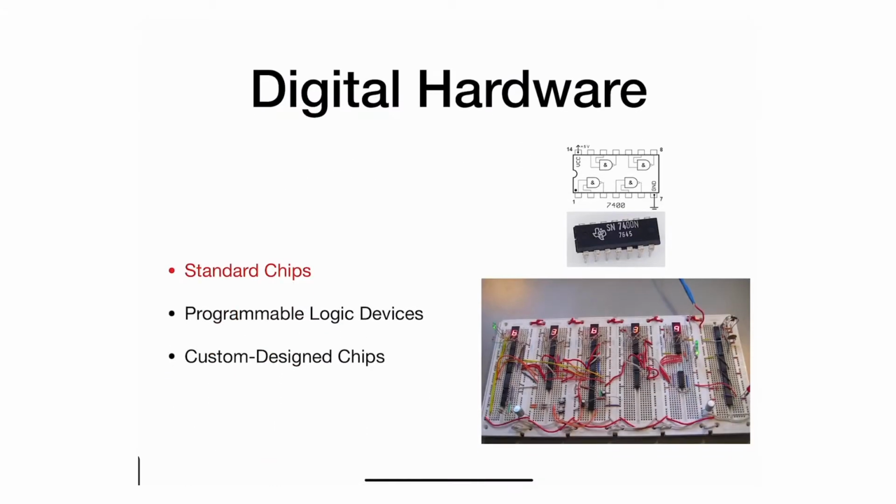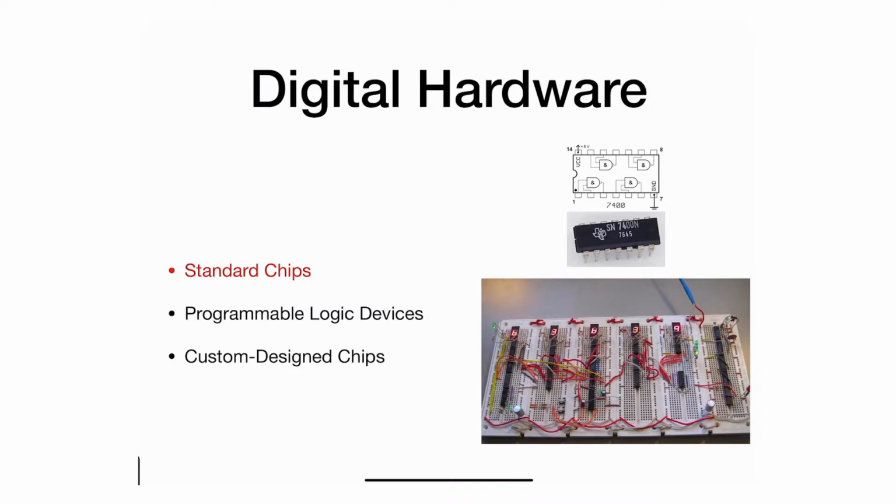Once you design a digital circuit or a digital system, you want to implement it. And usually you implement it on digital hardware. There are several digital hardware options available, and they generally can be categorized under one of these categories. They're either standard chips, programmable logic devices, or custom design chips. So let's talk a little bit more about it.